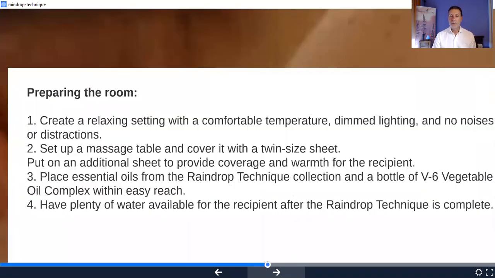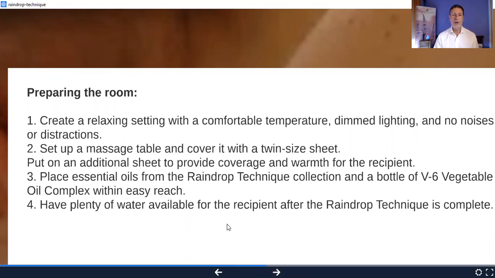So first of all, we have to prepare a room, okay? When you do the raindrop technique, we prepare the room to create a relaxing room with a good, comfortable temperature, okay? That means lighting, no noises, okay? A beautiful table, okay? With a sheet, and we have to put the raindrop oils near you because you need your essential oils close to work, okay?